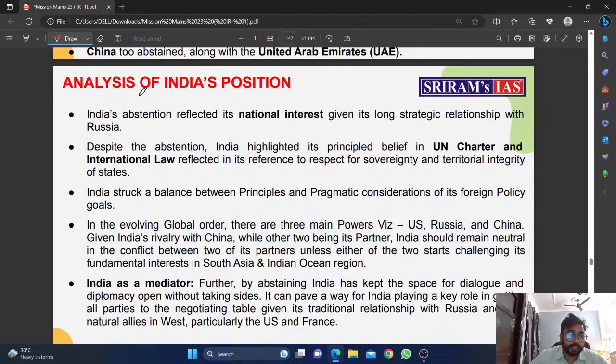Then guys, let us analyze what India's position is in this complete game. So India, on one hand, wants to have a good relation with the US. On the other hand, India wants to maintain a cordial relation with one of its oldest friends, Russia. So India on most occasions has not voted at all. If India would have voted no for the resolution, then it is also wrong in the international domain.